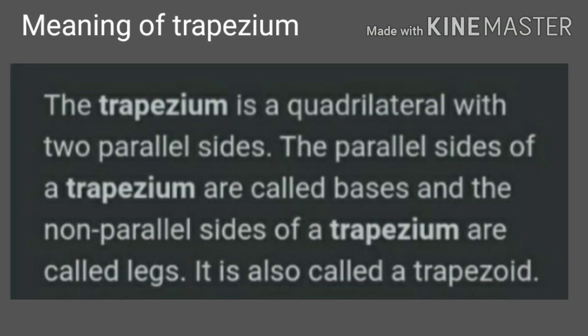First, we learn the meaning of trapezium. The trapezium is a quadrilateral with two parallel sides. The parallel sides of a trapezium are called bases and the non-parallel sides of the trapezium are called legs. It is also called a trapezoid.